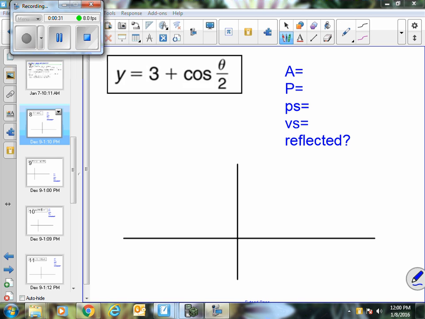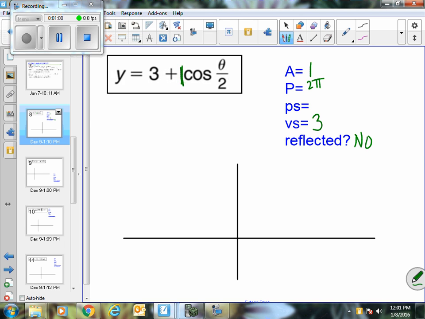So first thing, amplitude should be 1. Most common wrong answer is the 3. You get so conditioned in thinking, oh, the first number I see, that must be the amplitude. Only if it's multiplied with the cosine function. The 1 is the amplitude. The 3 is actually the vertical shift. So anything that's added or subtracted is a vertical shift, whether it's added in front of the function or afterwards. Vertical shift. Is this one reflected? No, because the 1 out front isn't negative.